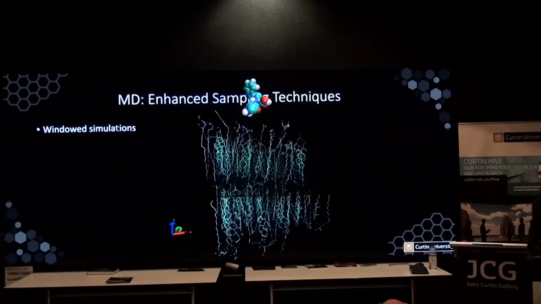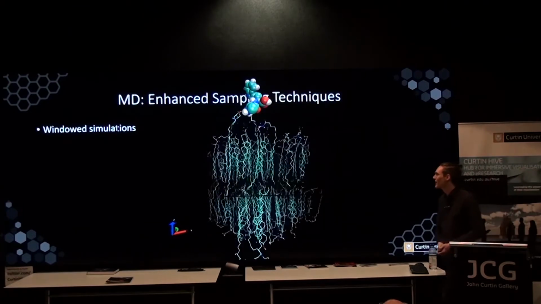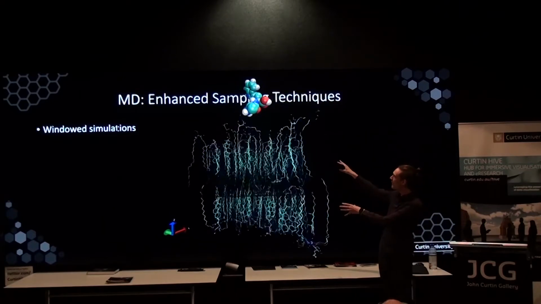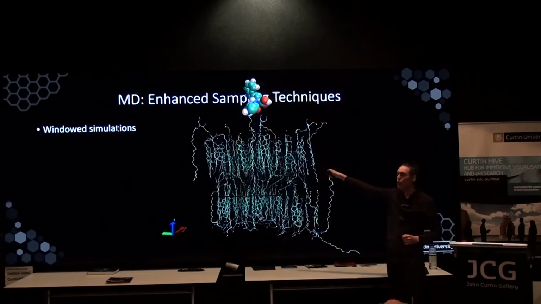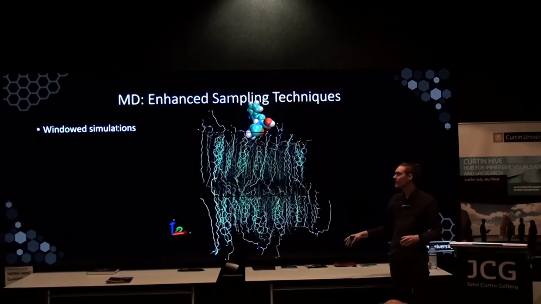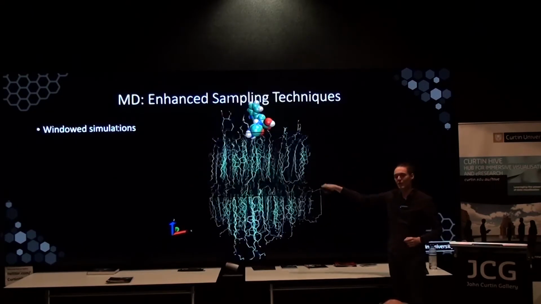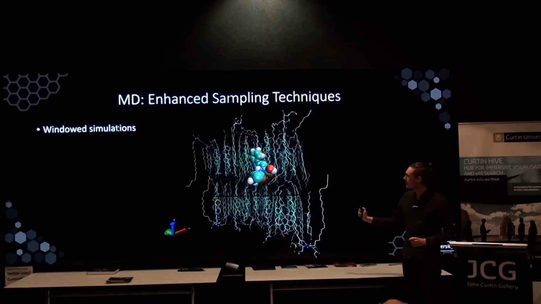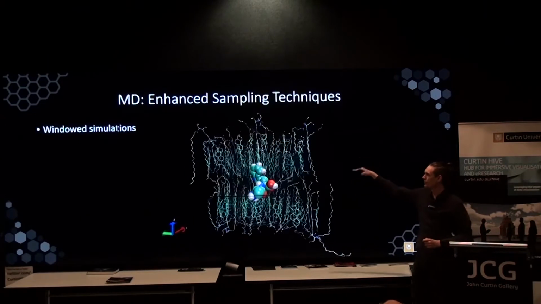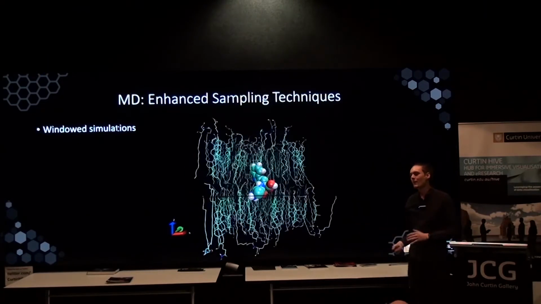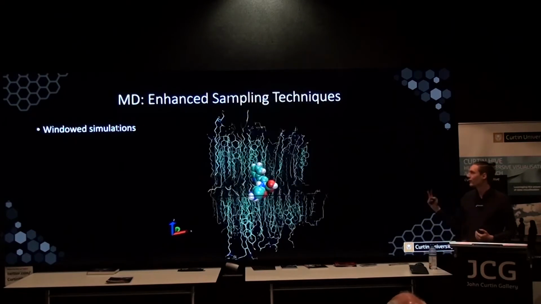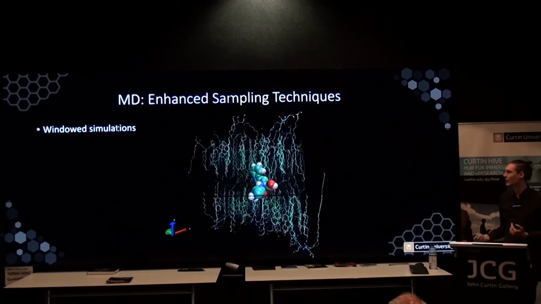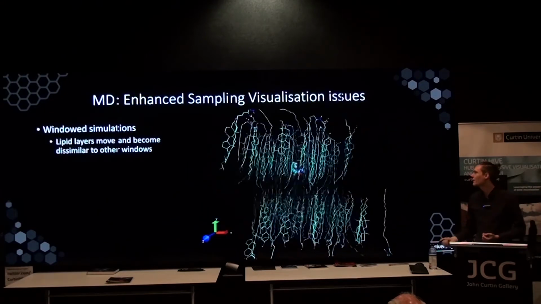One of these enhanced sampling techniques is windowed simulations. Basically, you simulate the bilayer and have the peptide somewhere up in the water. You run another simulation where it's just interacting with the head groups. You run another one where it's just begun to enter, another where it's entering, and another where it's stuck between the two lipid layers. Through this, you don't have to wait for the molecule to move straight through, and you get a lot of energetic and conformational data.